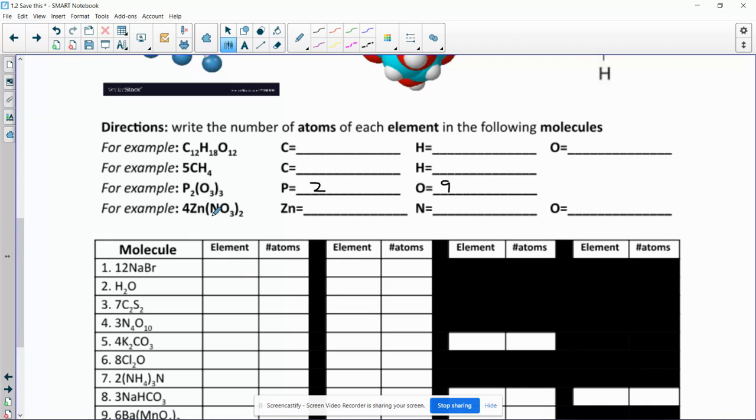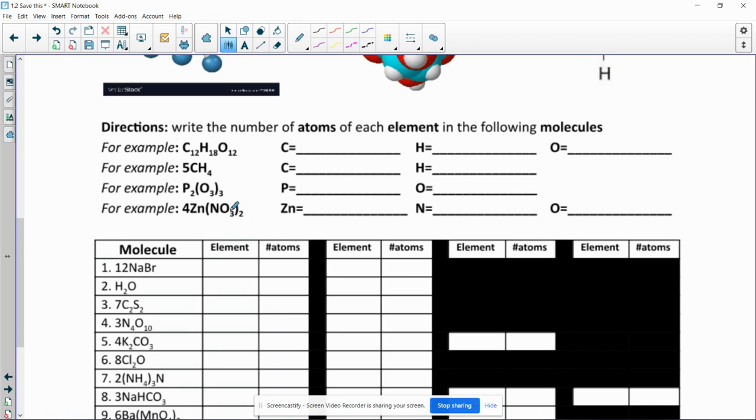And the last one, we have a little bit of both. We have this coefficient out front. We have parentheses. There's all kinds of things. So remember that in front of the N, there's no number. So that just means there's 1. There's 1 zinc. So I got to do my math here. This 2 only goes with the things in the parentheses now. So there's 2 NO3s.